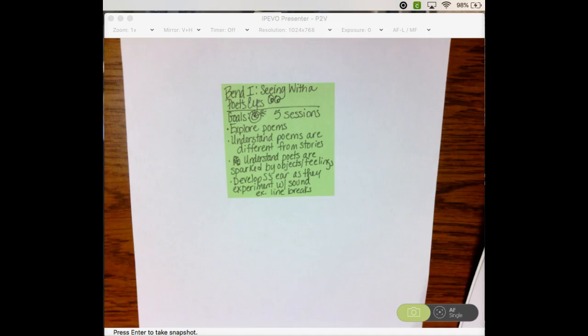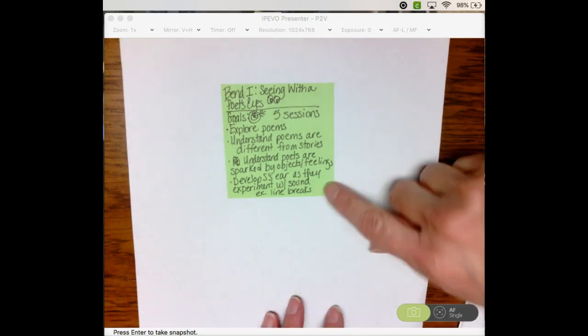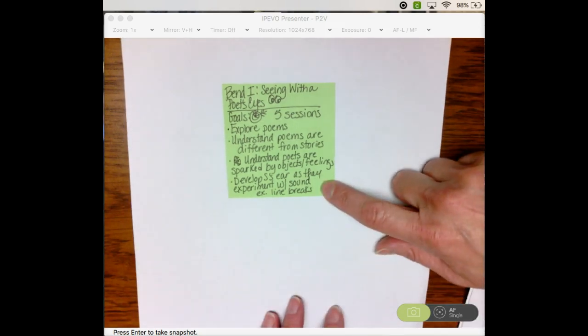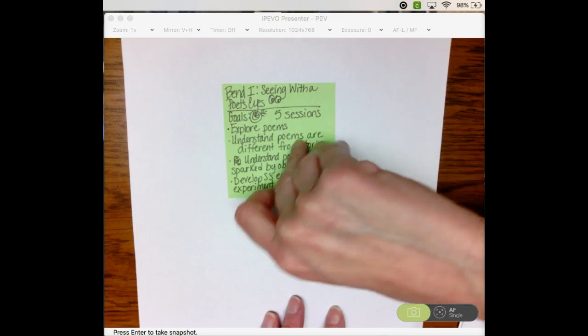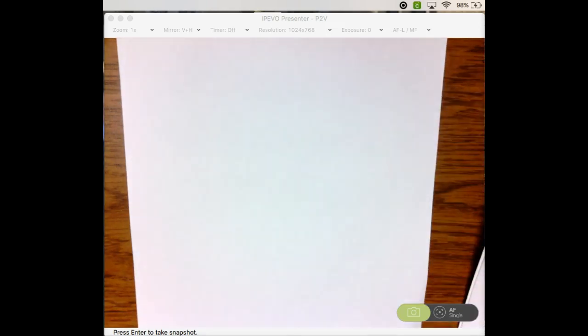We want them to understand that poets are sparked by objects and feelings. So you're going to see that their language is going to become more precise and clear as this unit goes on. And we want them to develop an ear as they experiment with sound and line breaks, like line breaks within the poem and where they place those line breaks. So there's some really good lessons on that when you look at the actual mini lesson, and then revisiting in either the share or conferring time. So check those out.